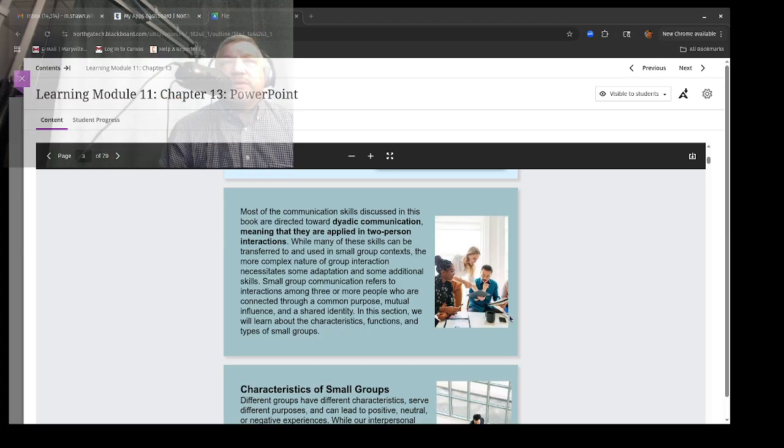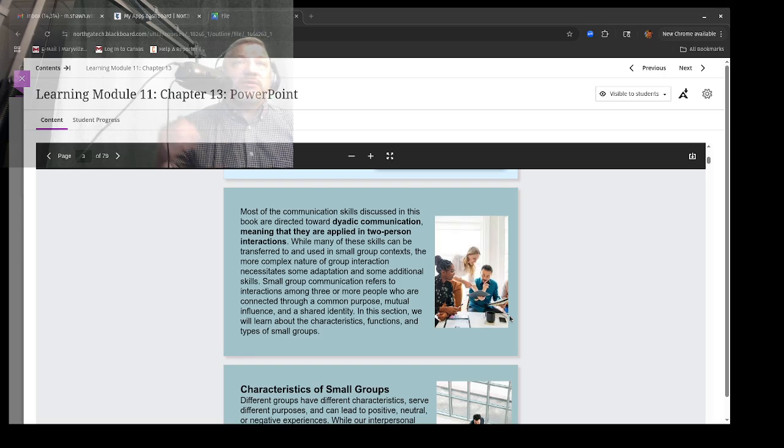Most of our communication skills discussed in this book apply to dyadic communication, meaning two-person, back and forth. While those skills can be transferred to and used in small group contexts, small groups are a little more complex than that, right? Because group interaction necessitates some adaptation and some additional skills.